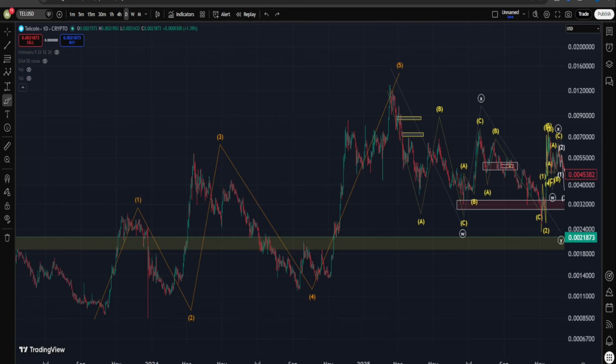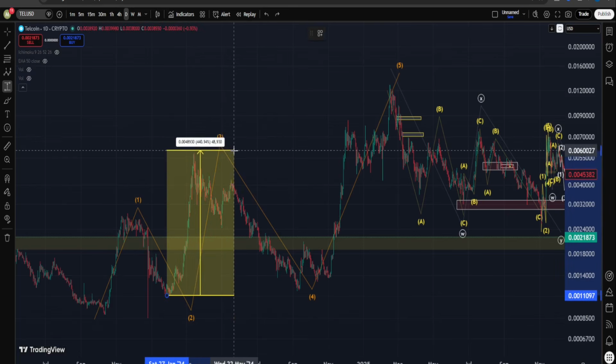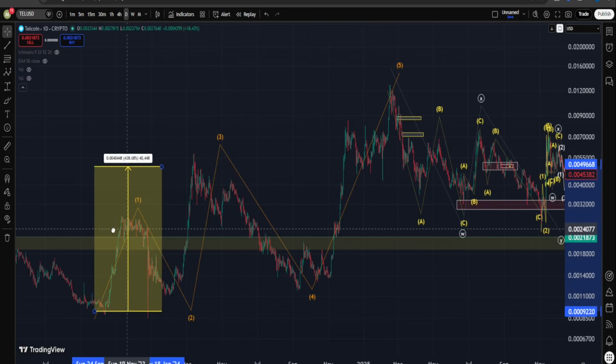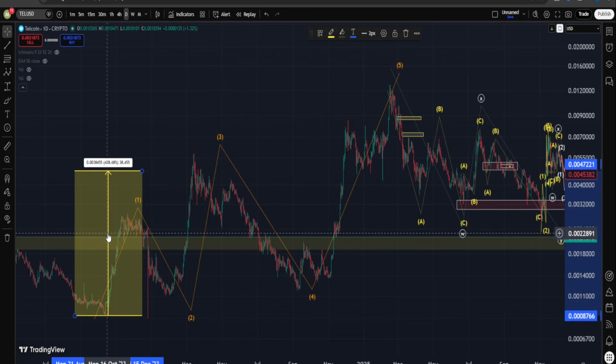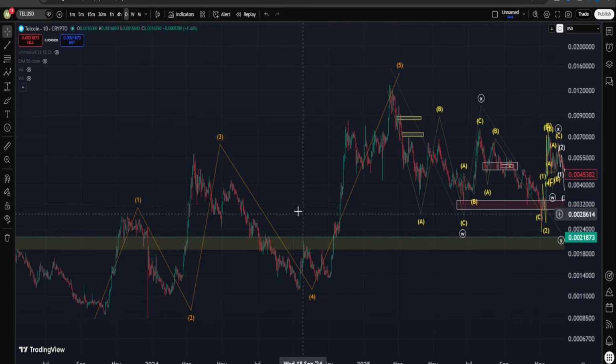How about our wave 3 being bigger than our wave 1? Let's measure it from here to about this point and put it at the beginning of our wave 1. As you can see, yep, it is bigger. And also at the same time, I don't really think that I need to show it to you.